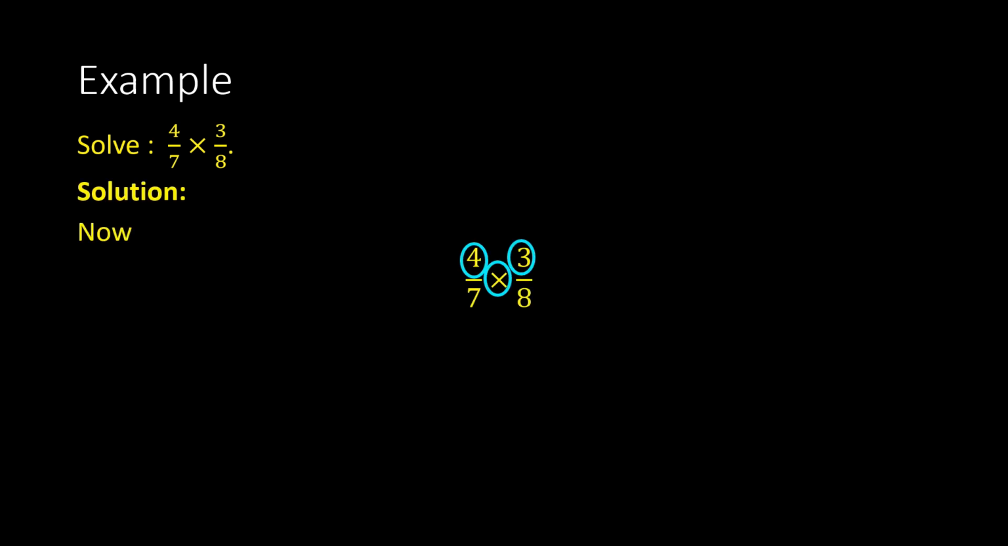We multiply the numerator by the numerator, so 4 times 3, and the denominator by the denominator, so 7 times 8, as shown, to give 12 over 56. We then divide the numerator and denominator by 4, since both 12 and 56 are divisible by 4, to get it in its lowest form. In other words, 3 over 14.